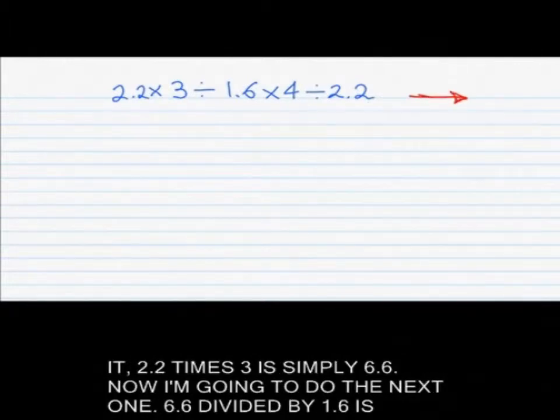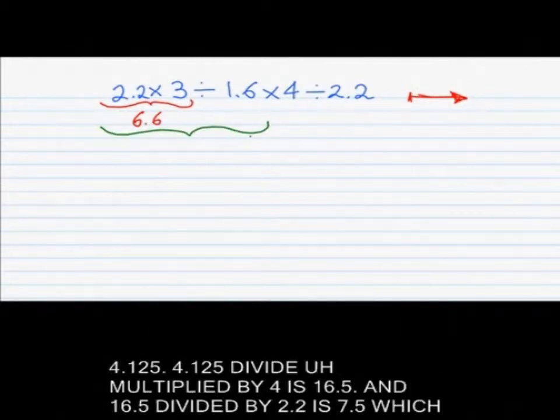So let's do it. 2.2 times 3 is simply 6.6. Now I'm going to do the next one. 6.6 divided by 1.6 is 4.125. 4.125 multiplied by 4 is 16.5. And 16.5 divided by 2.2 is 7.5, which is the answer.